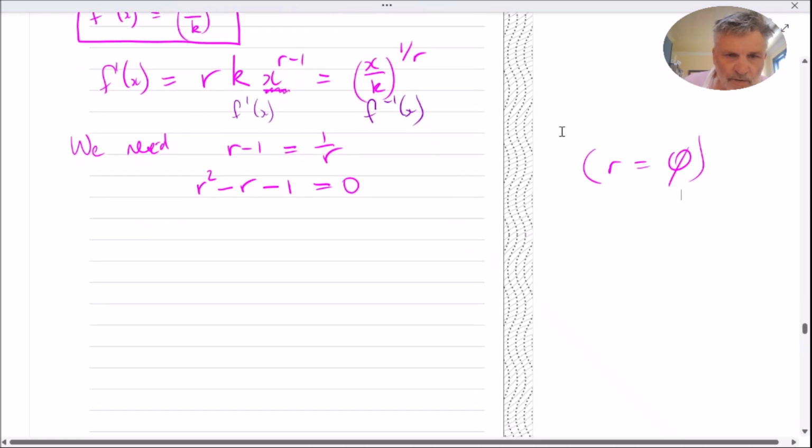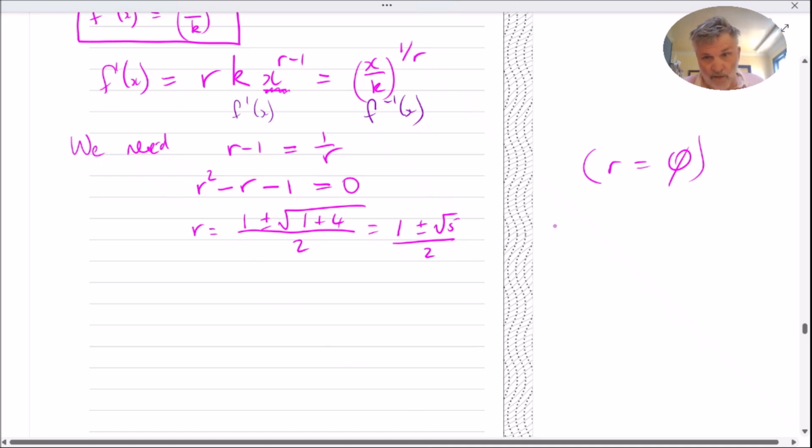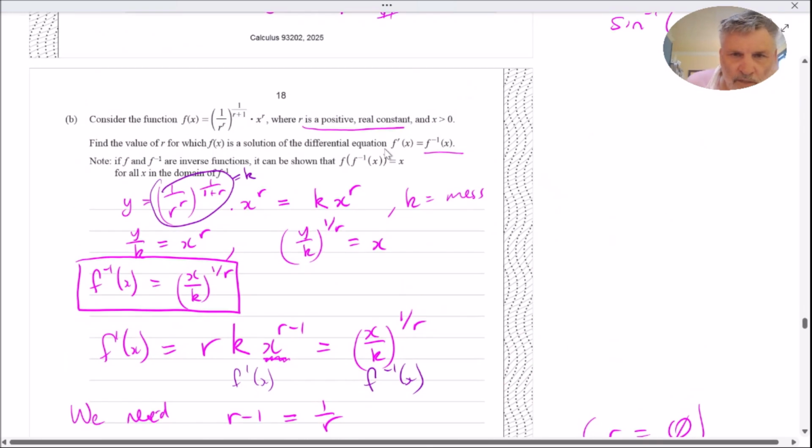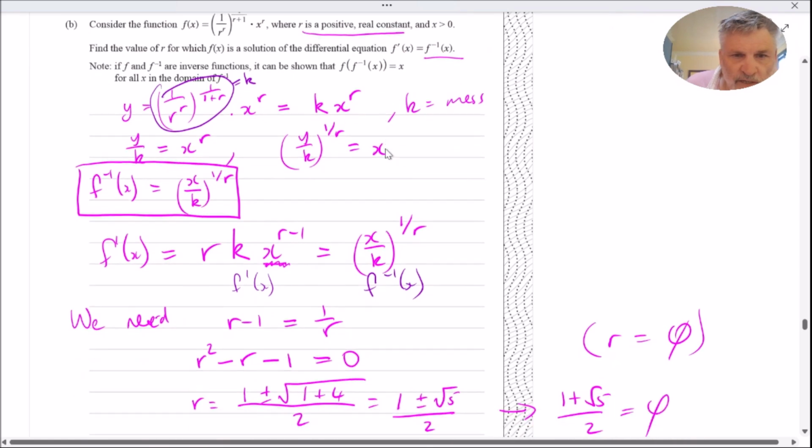So you can use the quadratic formula if you want. So r is equal to minus b, so it's 1 plus or minus the square root of b squared, which is also 1, minus 4ac, all divided by 2a. So it's 1 plus or minus root 5 over 2. And we have to have 1 plus root 5 over 2, which is the golden ratio. Technically, that's all the question asks us to do, to find that value of r.